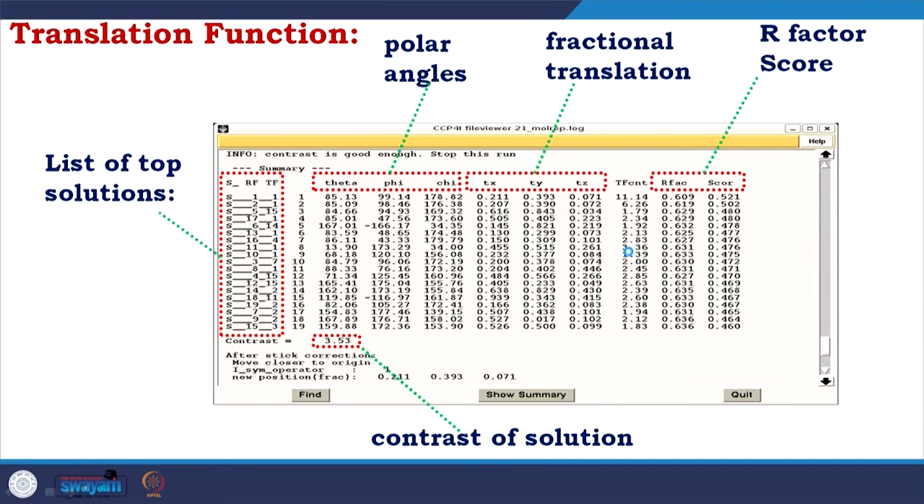In the translational function, you see the top solution as I told here, you get 1-1, which is again the good thing. The contrast, you see it is 3.53, polar angles, fractional translations, like translational solution in each of the x, y and z direction, and you get the R factor, also the score. More refinement you do, less the R factor would be, and that is one of the very good estimation of how your refinement is going.